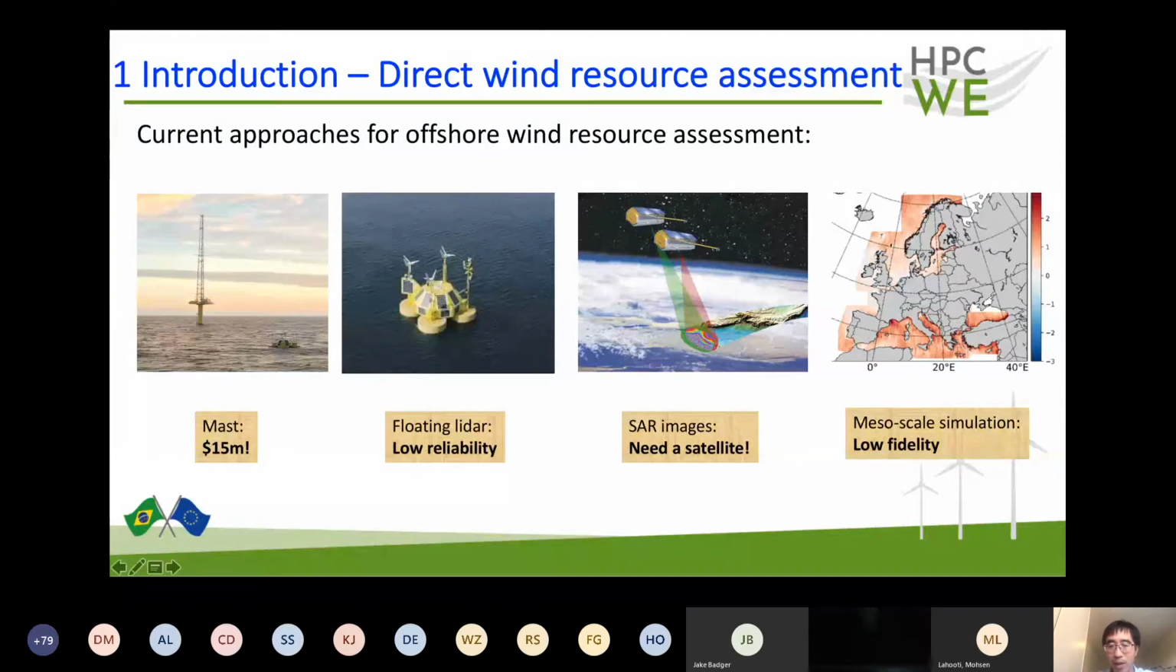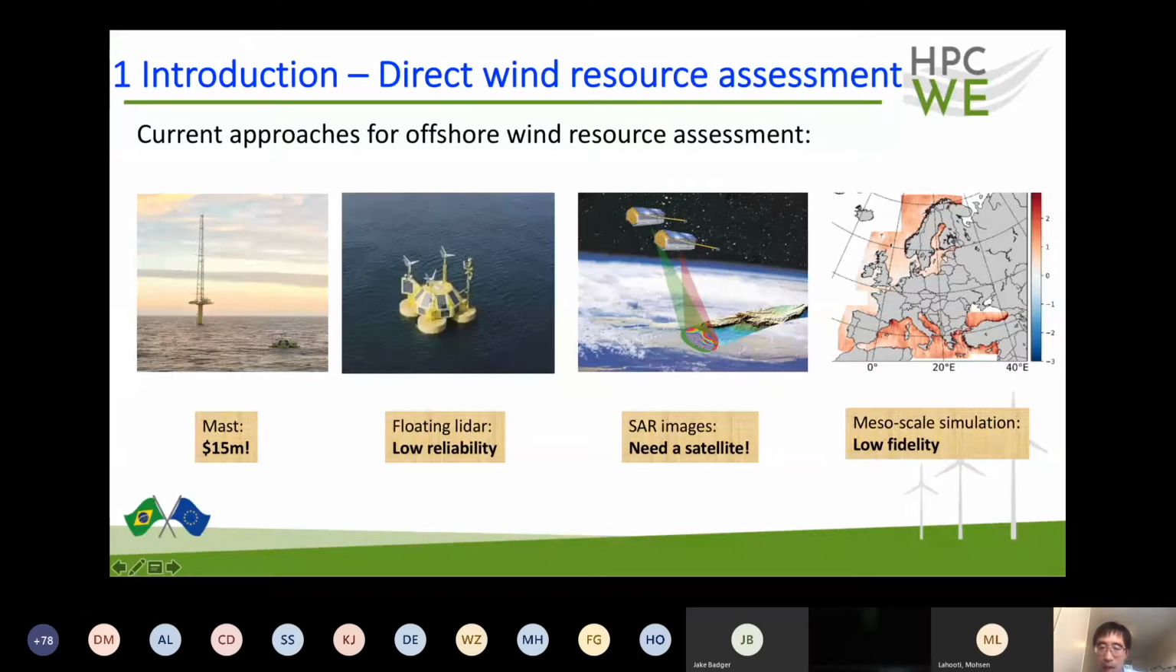The third one is by satellite SAR images. This is also pretty accurate. You can measure the wind 10 meters above the sea level. So in this case, you need another algorithm to project the wind to 50 meters or 100 meters above the sea surface so as to use it for wind resource assessment. And also, you need some other devices to measure the wind direction. So this is a requirement of this method. And apparently, you need a satellite also.